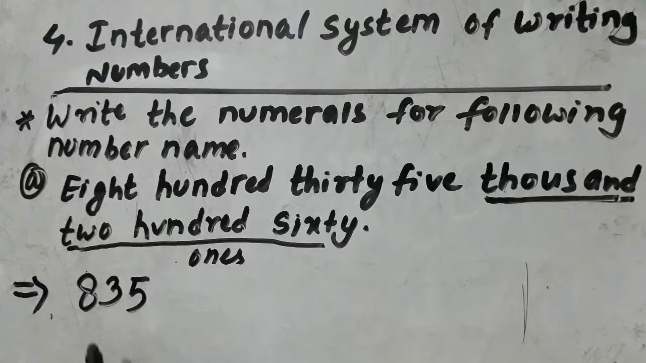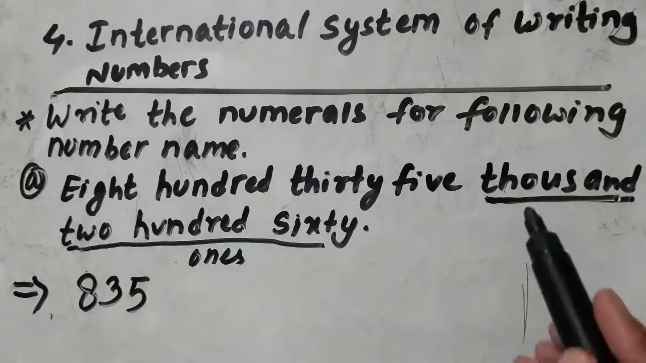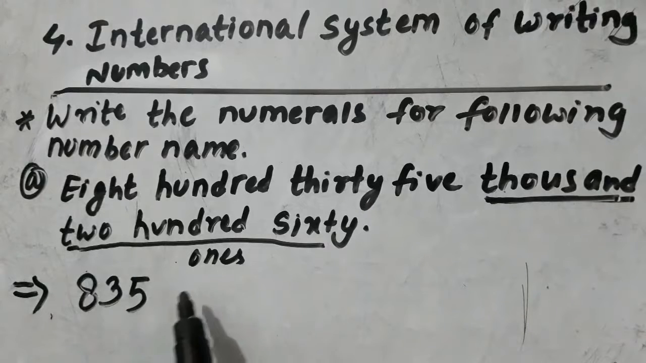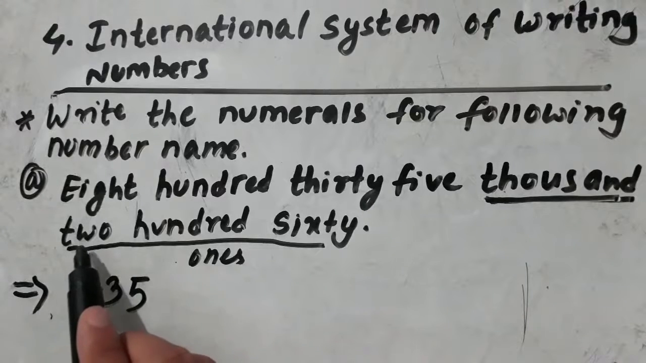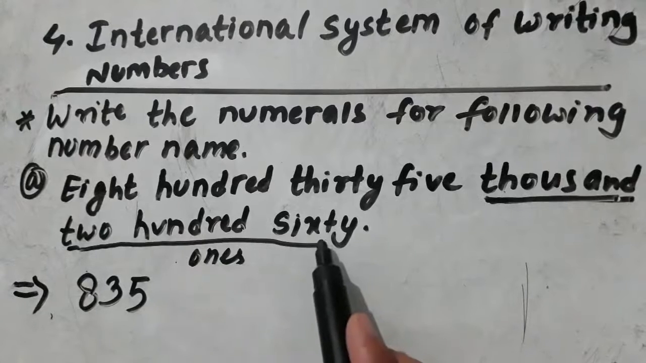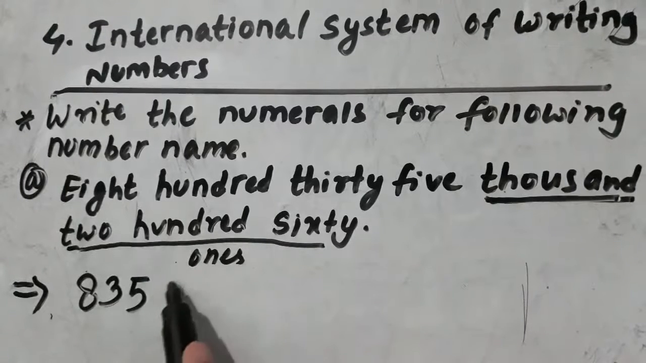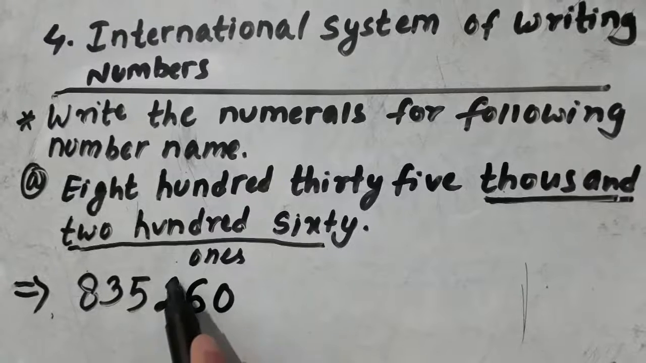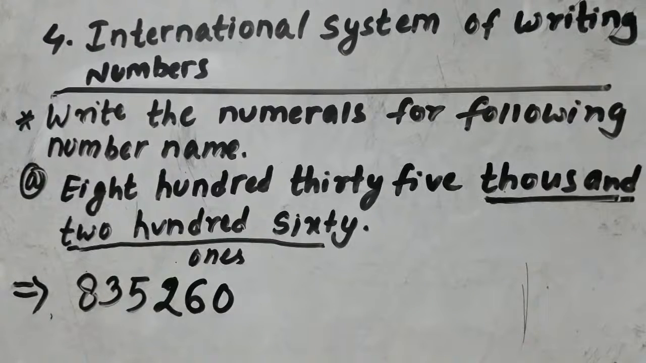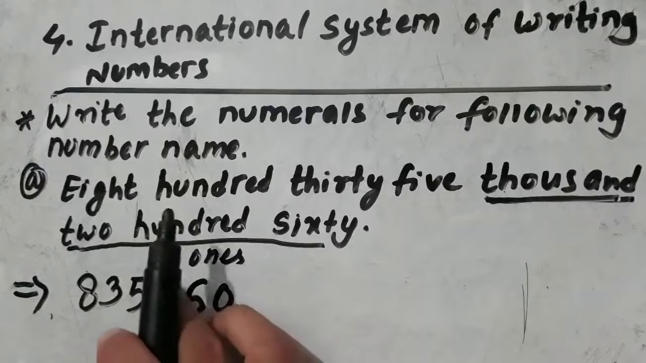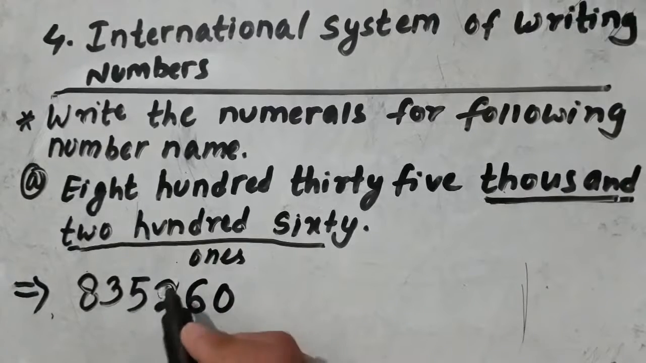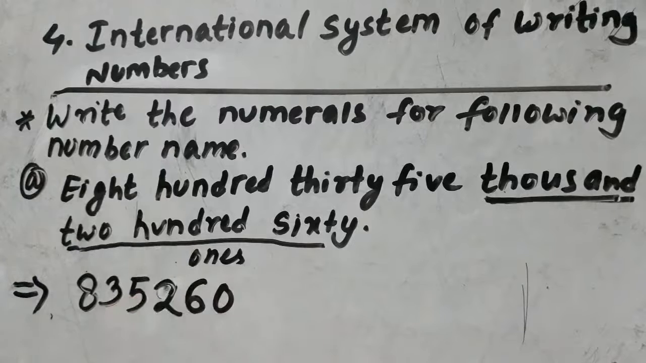So students, here we have accomplished the period of thousand. Now let's come towards the period of ones. In the period of ones, there is 260. So students, 260 means 260. So in this way we have written the numerals for the number name: 835,260.